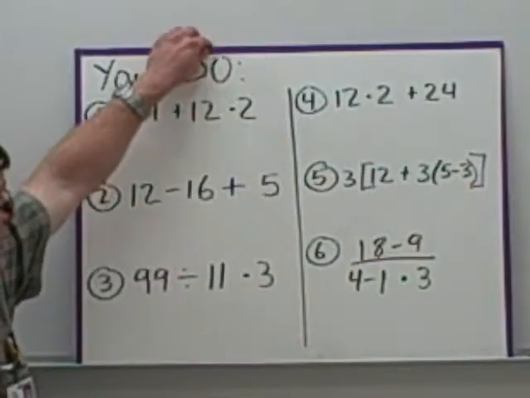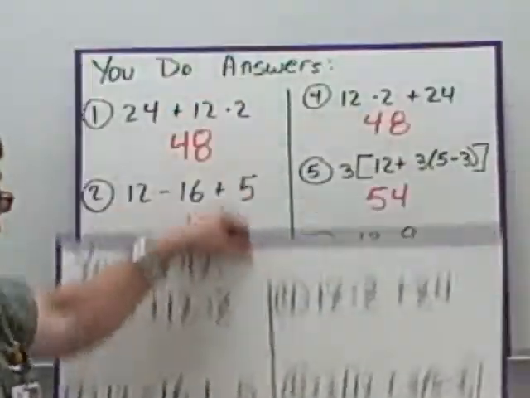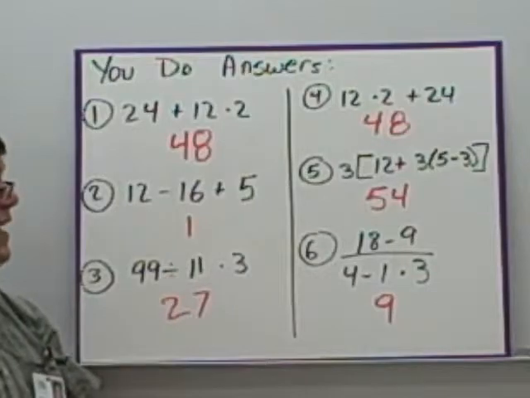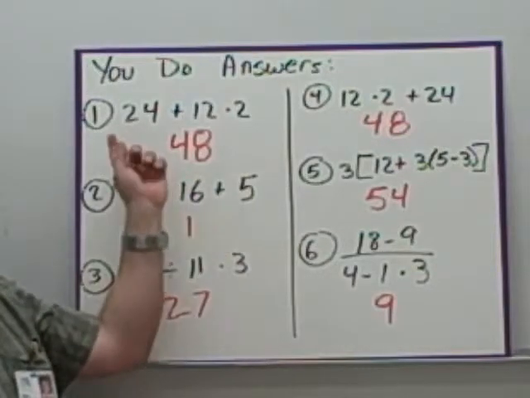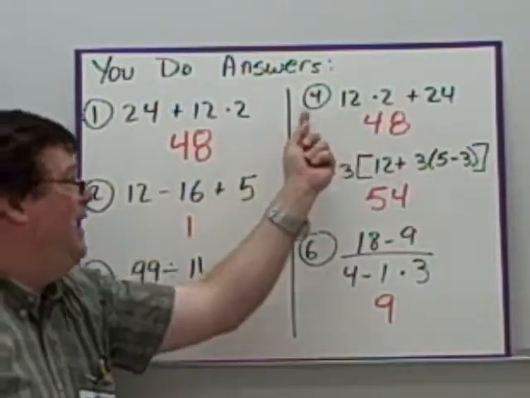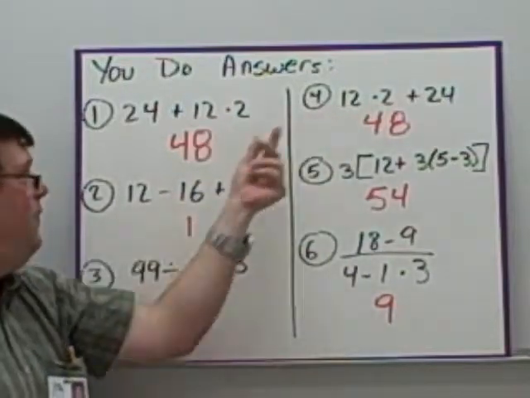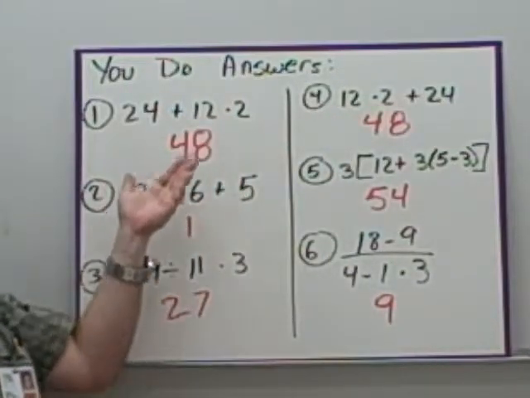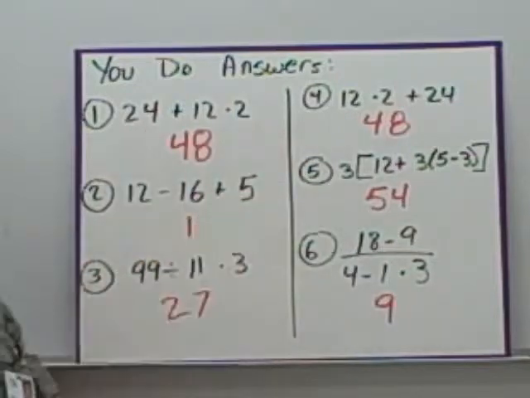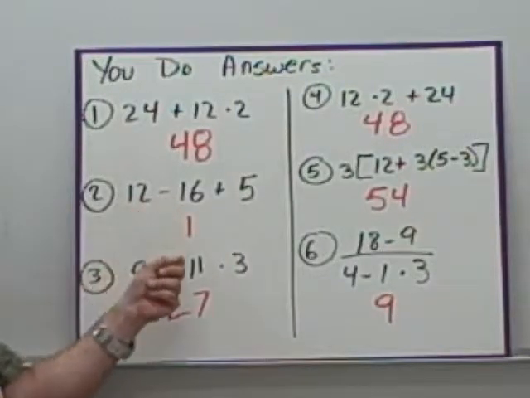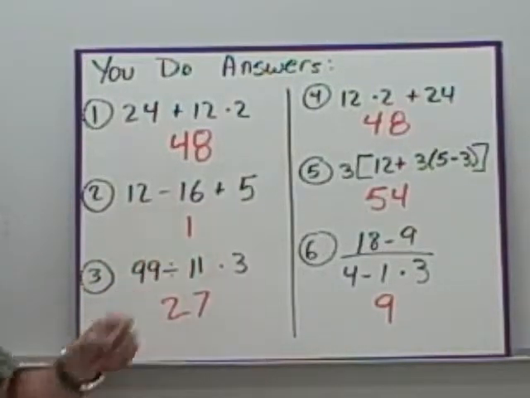All right, welcome back. Here are the correct answers for those. You'll notice 1 and 4 have the same answer. Doesn't matter what order you do the adding in, you've got to do the multiplying first. Since you do the multiplying first, this breaks down to be 24 plus 24, no matter which one you're working with there. Over here, you've got to do 12 minus 16, which is going to give you the negative 4. Negative 4 plus 5 gives you a 1.